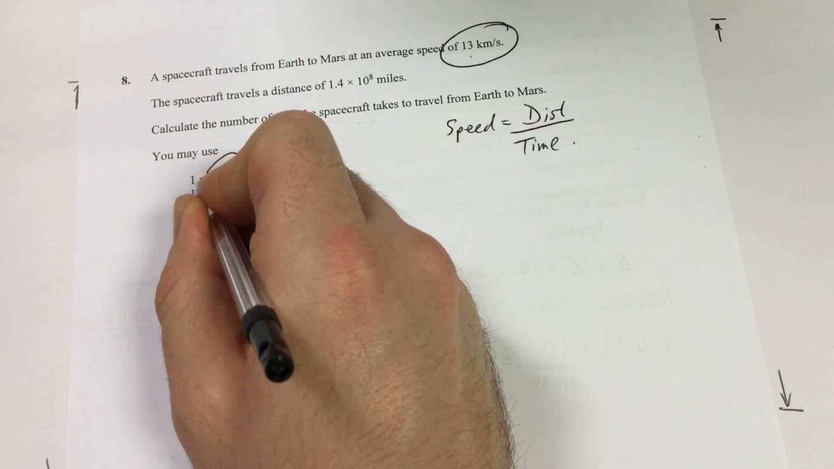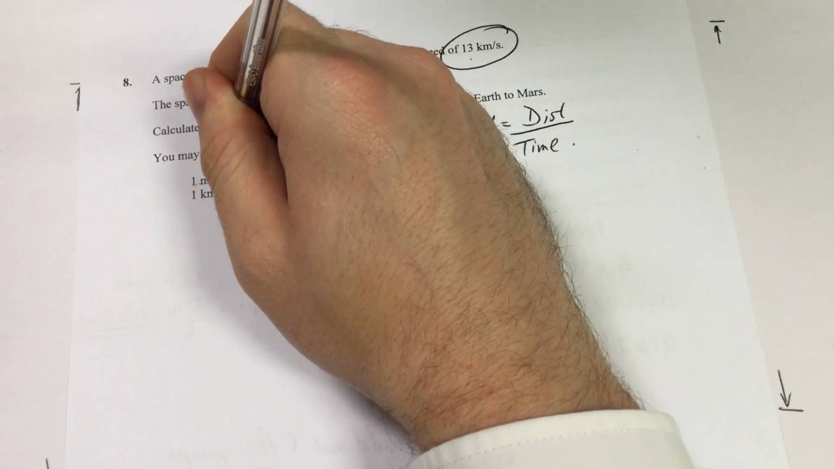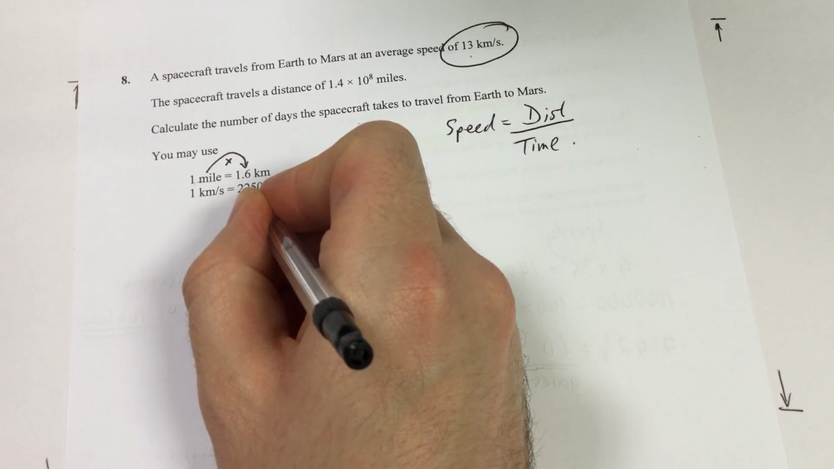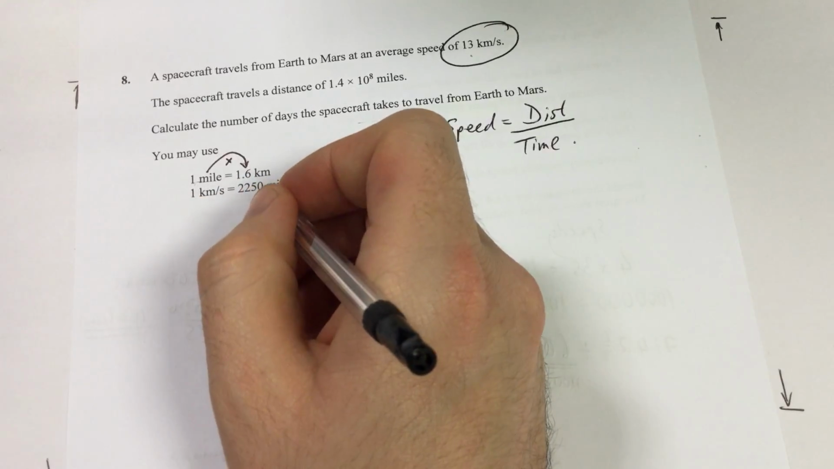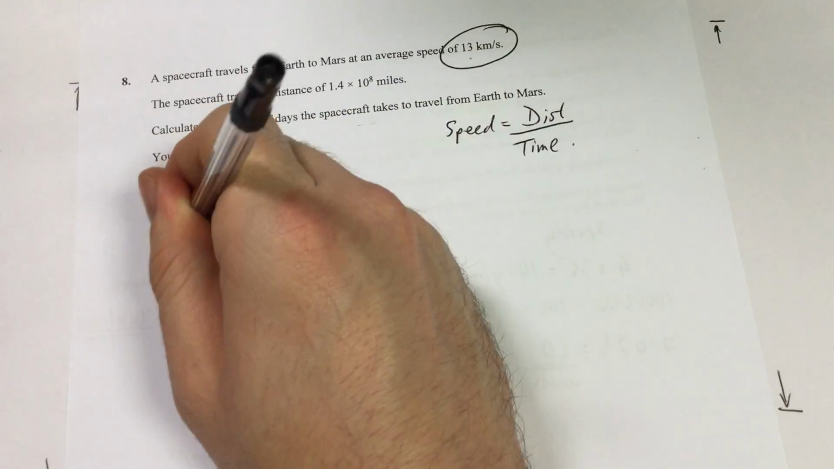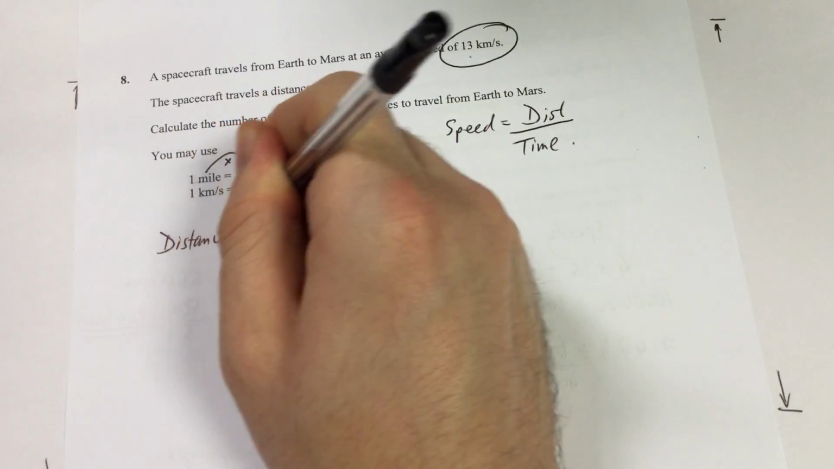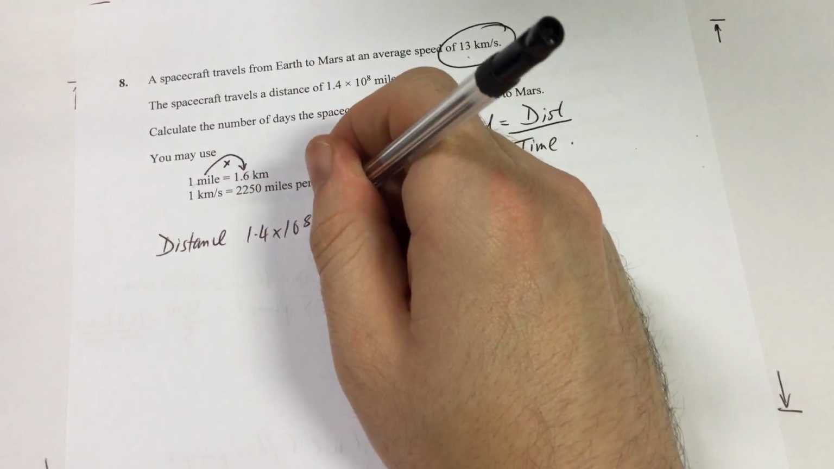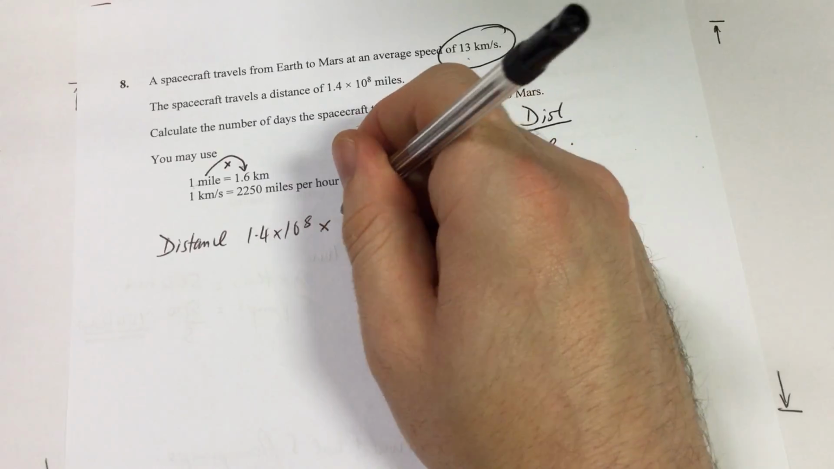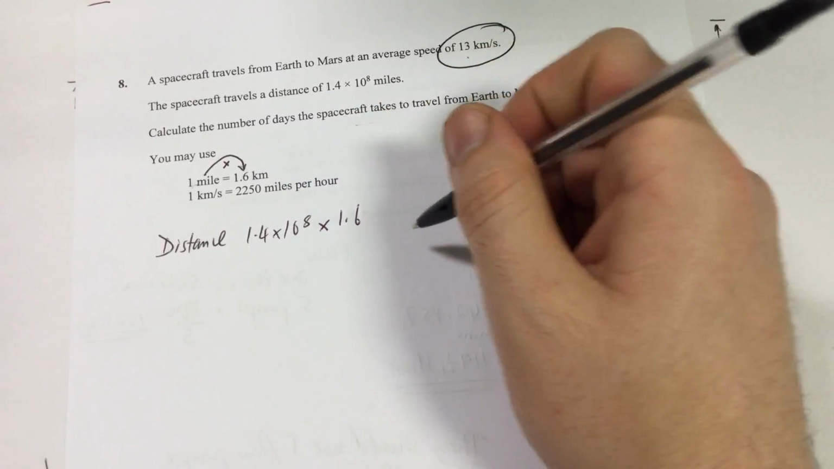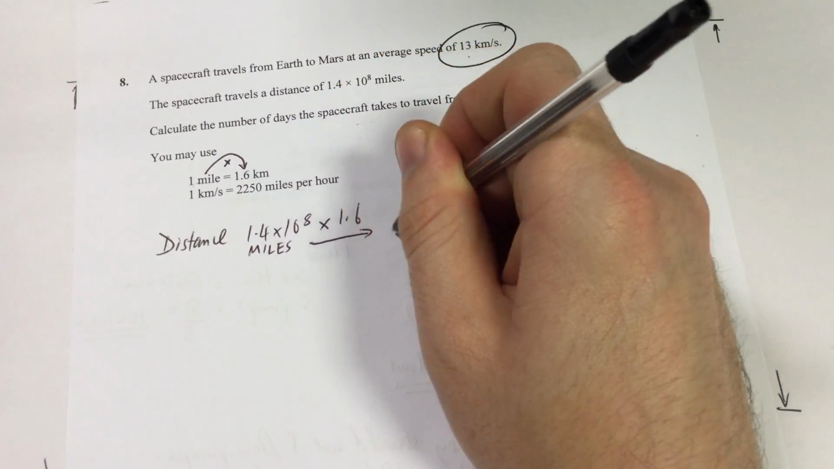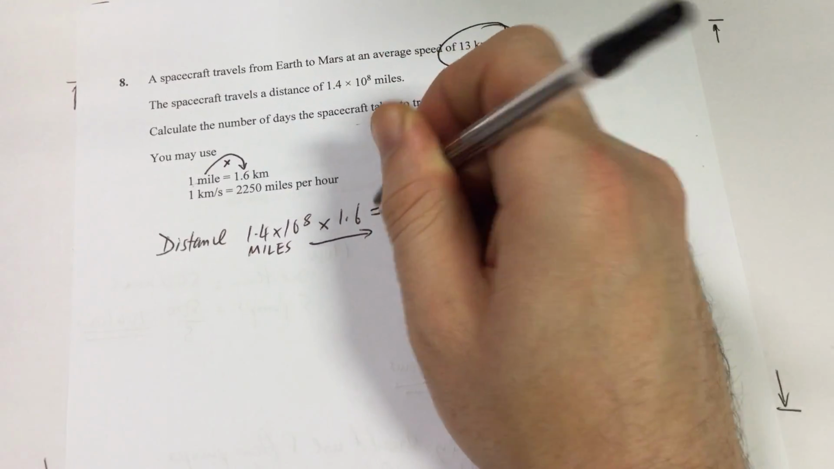Converting it from a mile to a kilometre, I'm going to multiply. You can use this bottom one if you're going to turn the kilometres into miles that way, but I'm not. So I'm going to turn this distance, which is 1.4 times 10 to the 8, and I'm going to multiply it by 1.6 to turn it into kilometres. So that's the miles getting turned into kilometres. That's what's going to happen there.